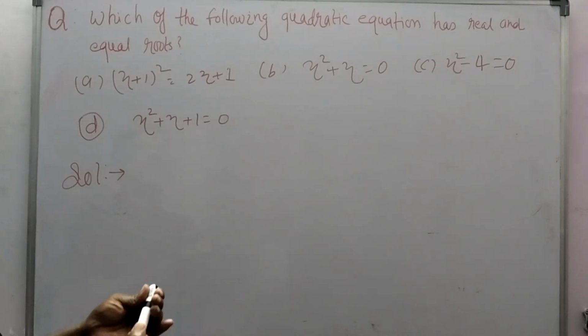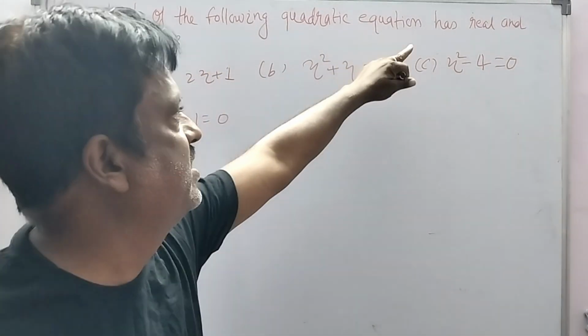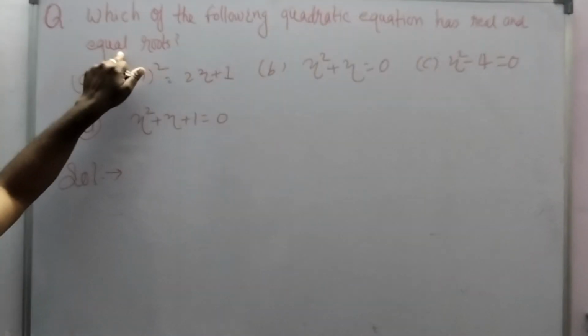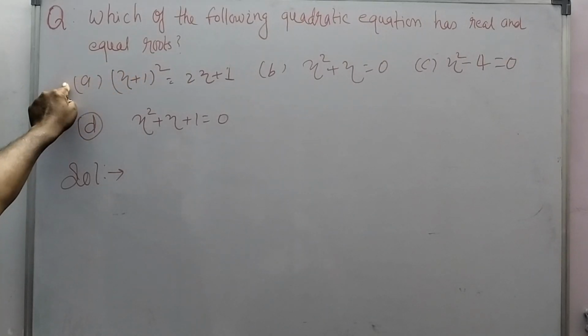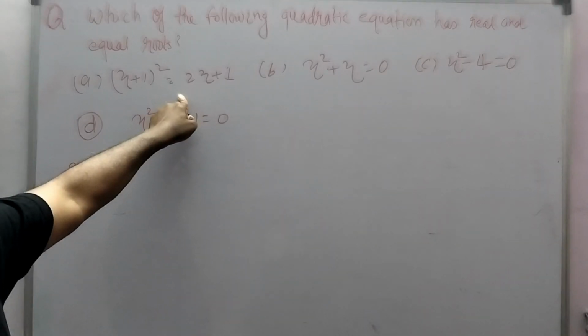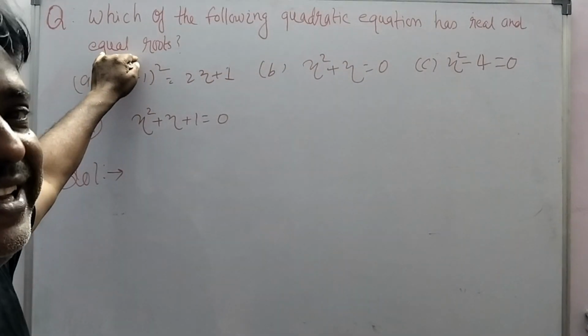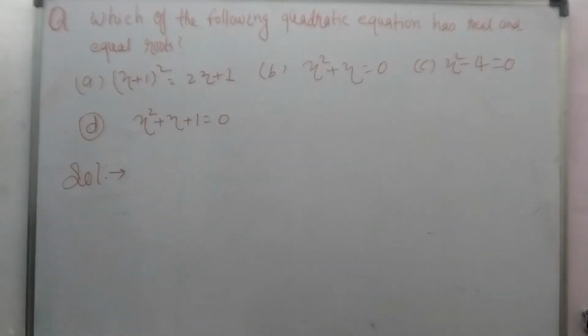Let's see the next question, children. Which of the following quadratic equations has real and equal roots? Four quadratic equations A, B, C, D are given, and the question asks which has real and equal roots. How can we find?